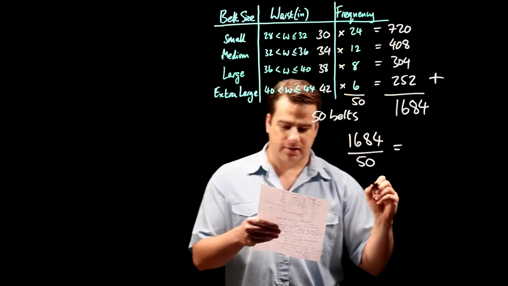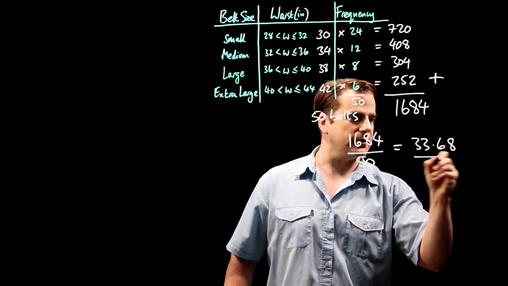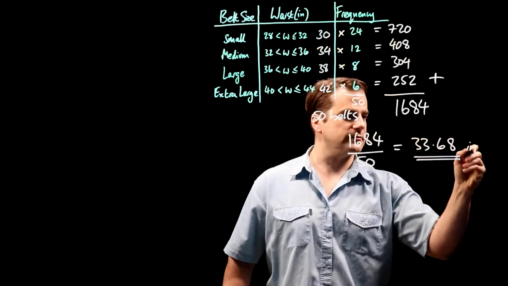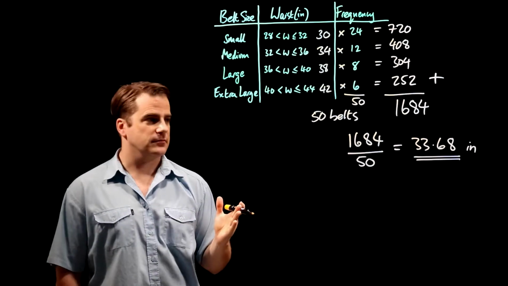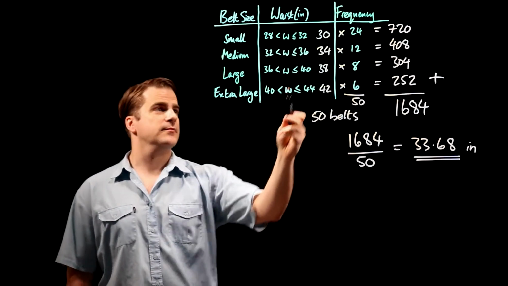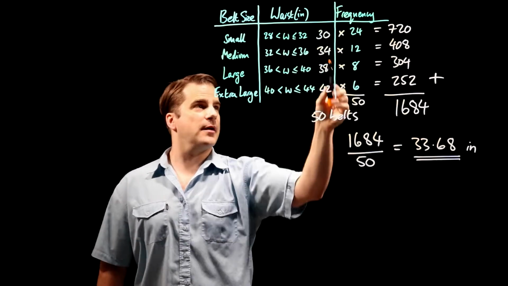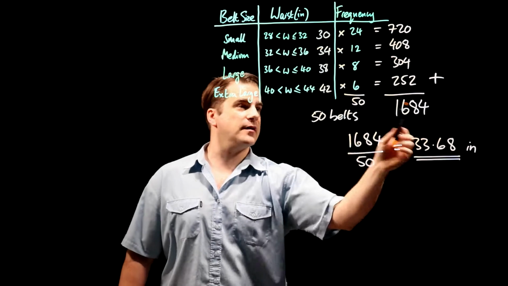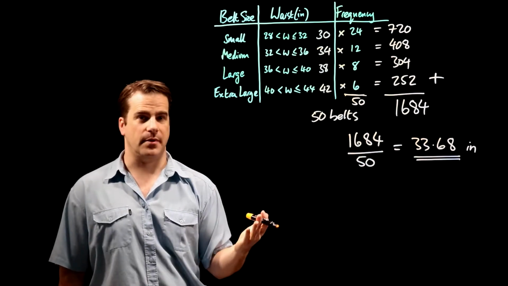1684 divided by 50 is 33.68. Okay, and that's it. This is in inches. Okay, that's how you do it, okay? Take the midpoint, write down the midpoint of these, multiply by the frequency, add up and divide by the total number of belts.